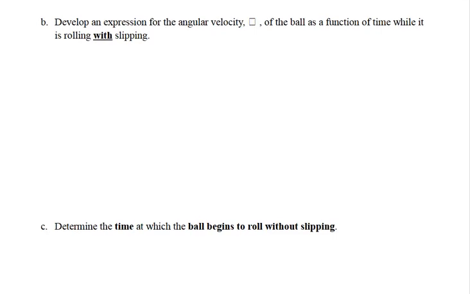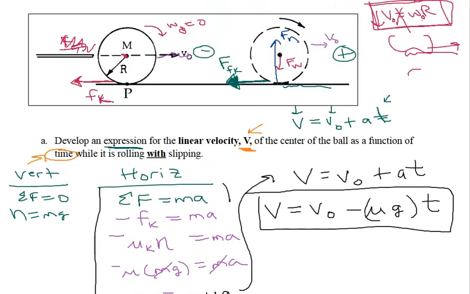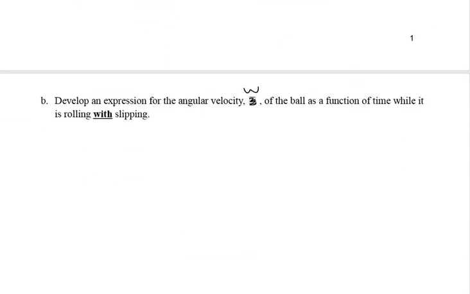Question B says, develop an expression for the angular velocity omega as a function of time while it is rolling with slipping. So hopefully if you got A, you realized B is just the same thing, except now I'm going to do torque. Instead of using V equals V naught plus AT, we're going to use omega equals omega naught plus alpha T. It's nice that omega naught is 0, but I have to find alpha. So I'm going to do this down here so we have more room.